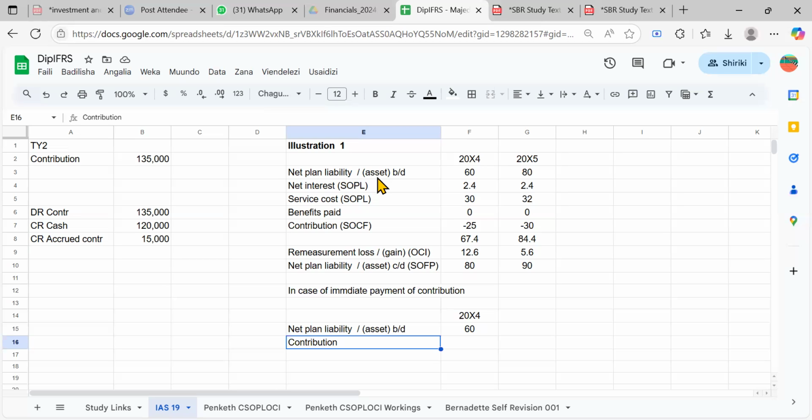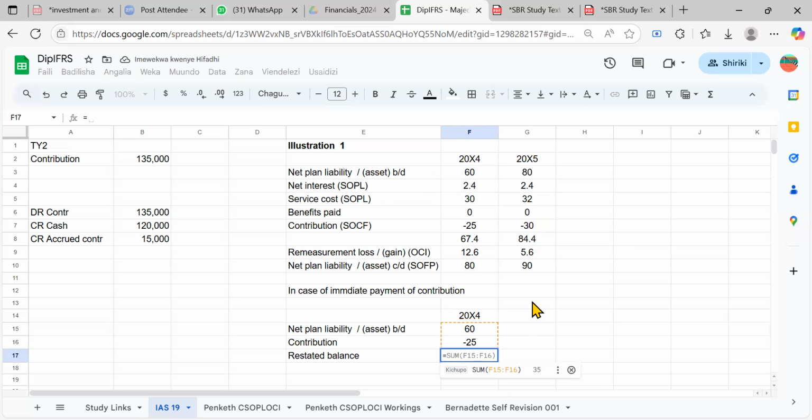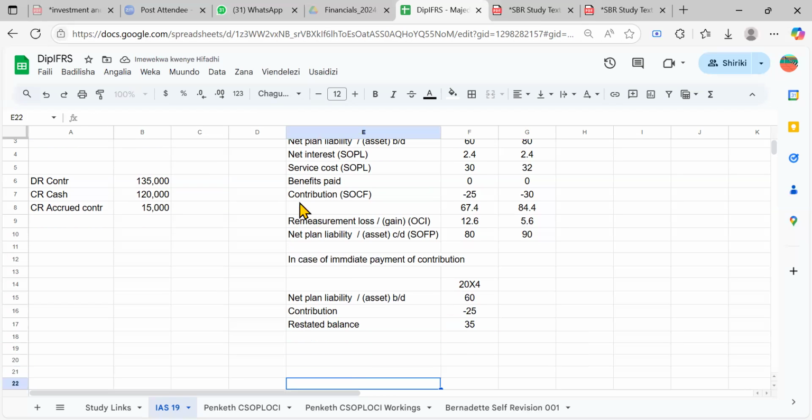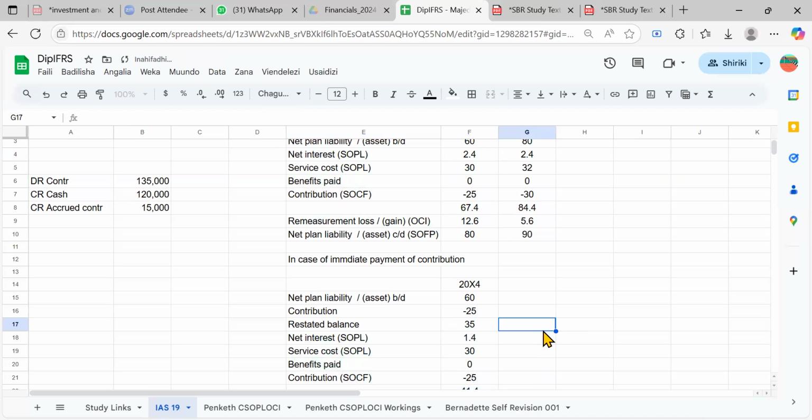You have to restate the opening balance. In that case, I would have said contribution was 25 negative, right? So I would have put negative 25, and then I would have the restated balance, which is the summation of these two. You see, it would have been 35. And by 35 now, I would have to proceed with my net interest all the way down here, right?